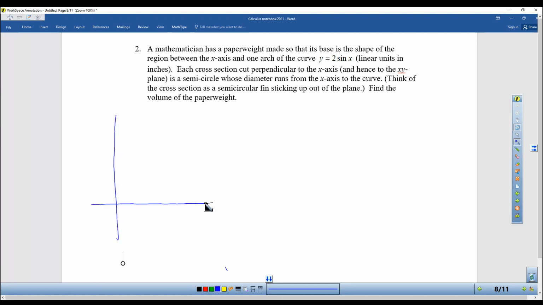So first, the base. I'm going to be drawing the base of the paperweight. It is just one arch of the curve y is equal to 2 sine of x. So I'd be going like that. This is going to reach a height of 2. This is going to be the base of my paperweight. So let me just go ahead and fill that in. Nice blue here.